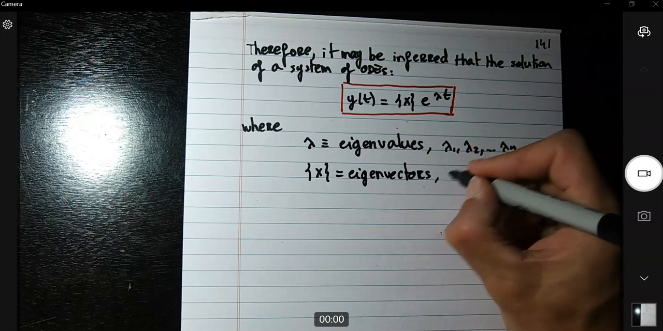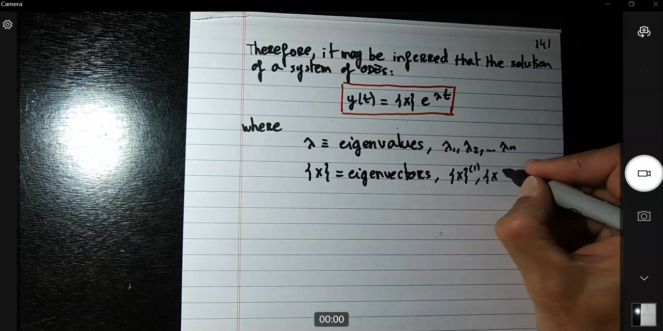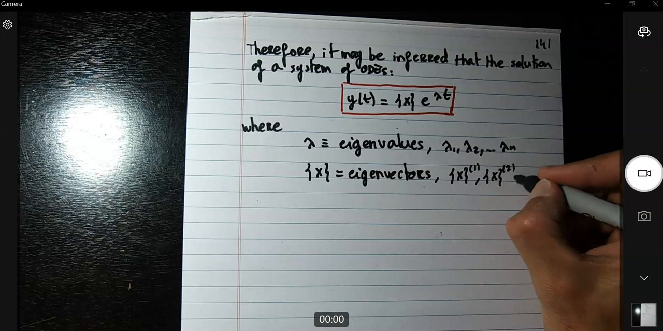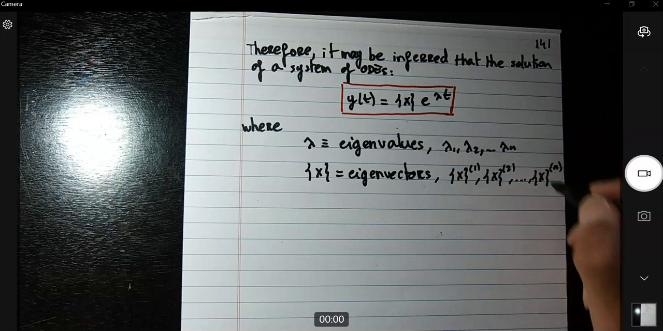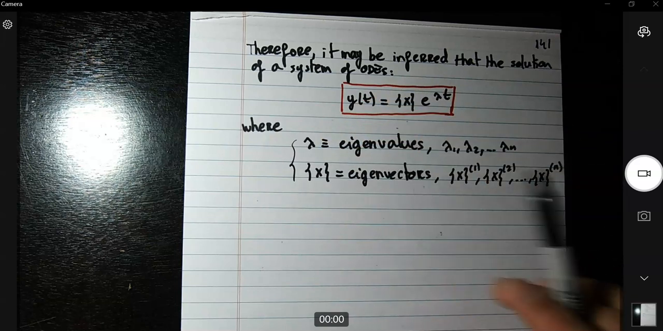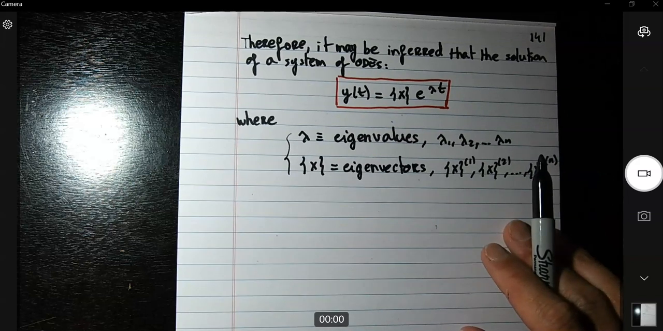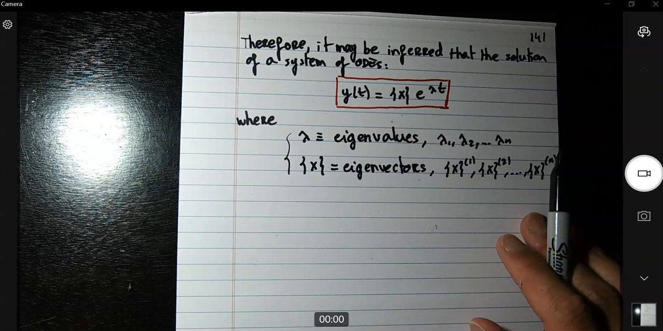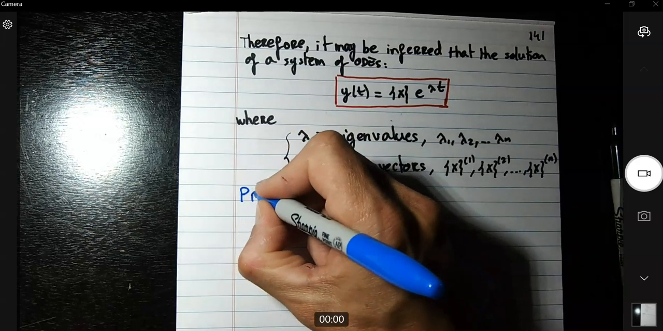So we have here the eigenvector corresponding to the first eigenvalue, the eigenvector corresponding to the second eigenvalue, and the eigenvector corresponding to the n-th eigenvalue. I'm pretty sure you heard the terms eigenvalues and eigenvectors before, so you will see that the whole thing about solving a system of first order linear ODEs is about solving the eigenvalue eigenvector problem. All right, so now let's go to the general procedure on how to solve a system of ODEs.